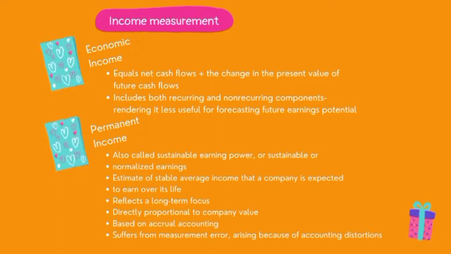Economic income measures the net change in shareholders' wealth during a period. Theoretically, it is equal to a period's cash flow plus change in present value of expected future cash flow. While permanent income is an estimate of the stable average income that a business is expected to earn over its lifetime, given the current state of its business. Permanent income is conceptually similar to sustainable earning power, and its determination is a major question in analysis. While economic income measures change in shareholder value, permanent income is proportional to value.